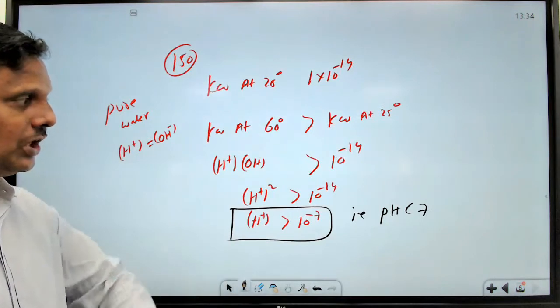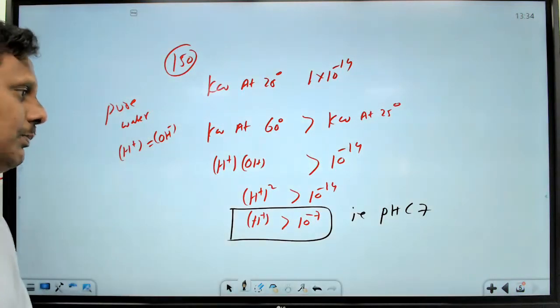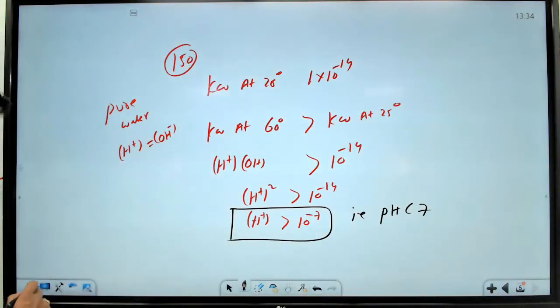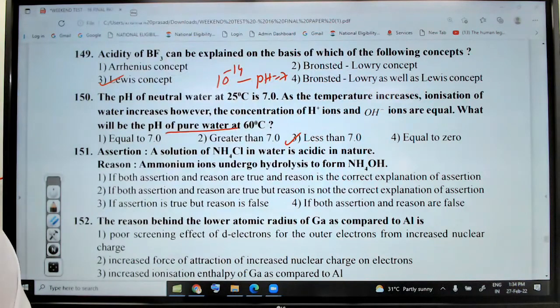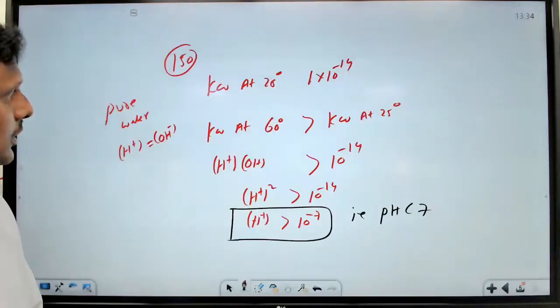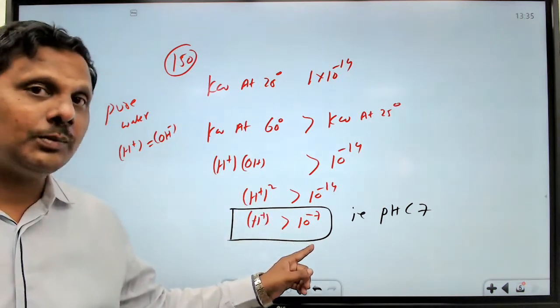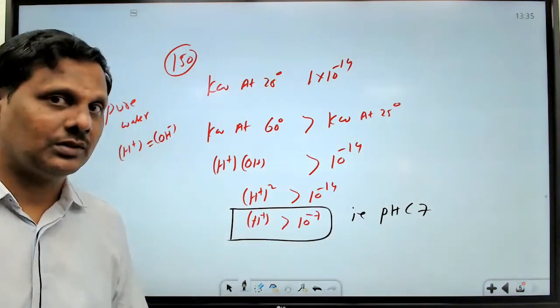H plus and pH are always inversely proportional. A simple logical question only. You can also think about it. H plus is greater than 10 power minus 7, that means pH is less than 7.